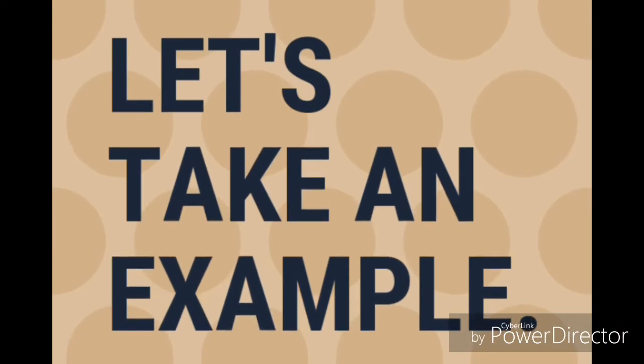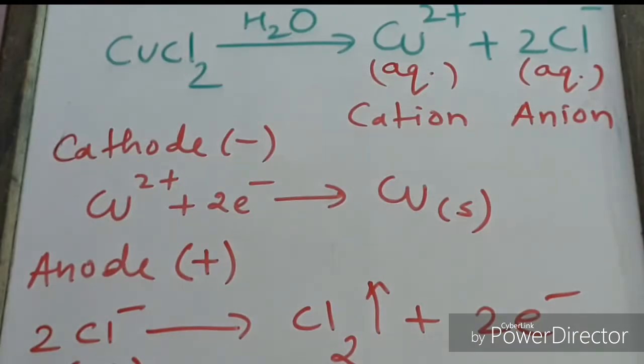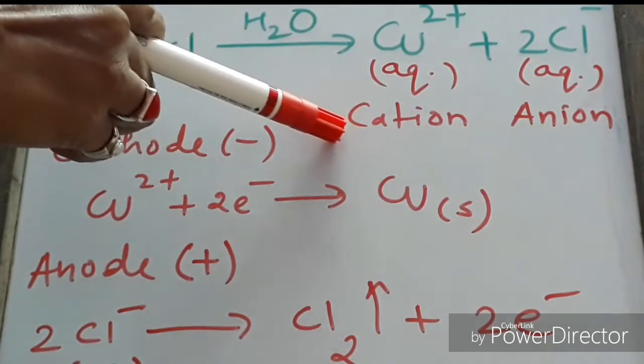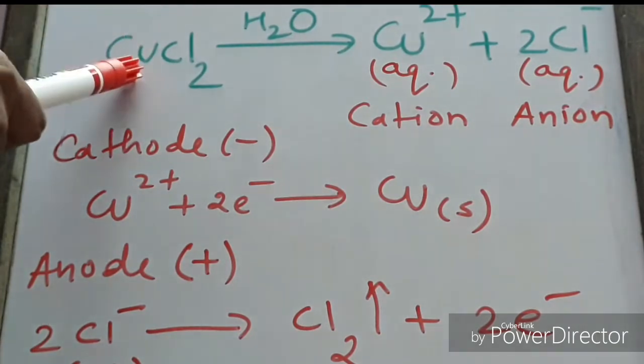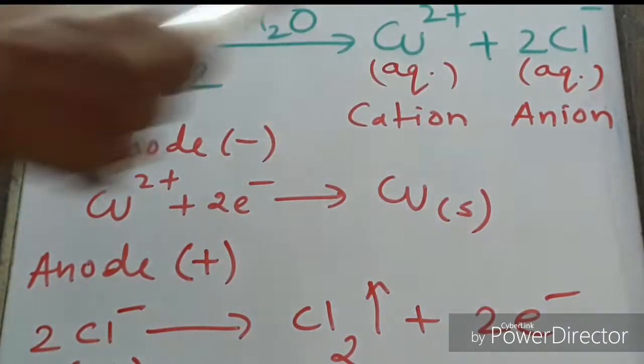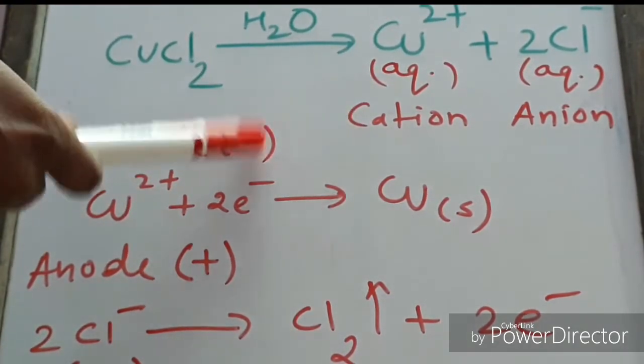Let's take an example now. So here we have copper chloride. Now copper chloride is an electrolyte which, when dissolved in water, dissociates into copper 2+ cations and chloride anions. Alright, so what is a cation? Positively charged, and the anion is negatively charged. The cations are going to move towards the cathode, which is a negatively charged electrode.